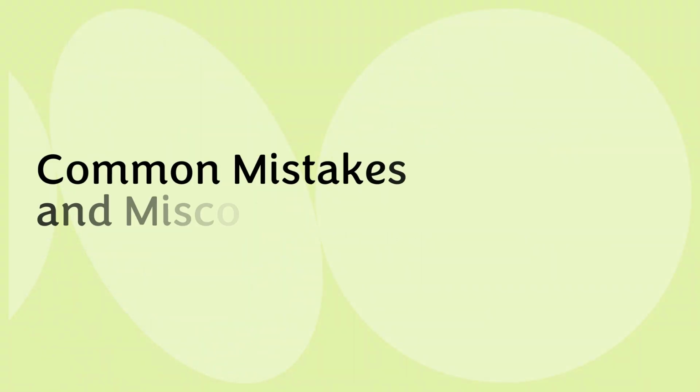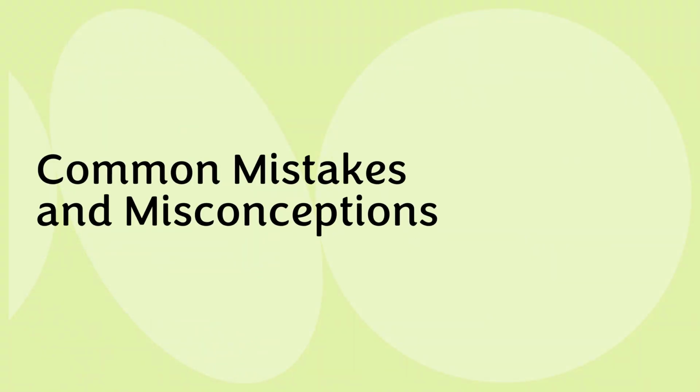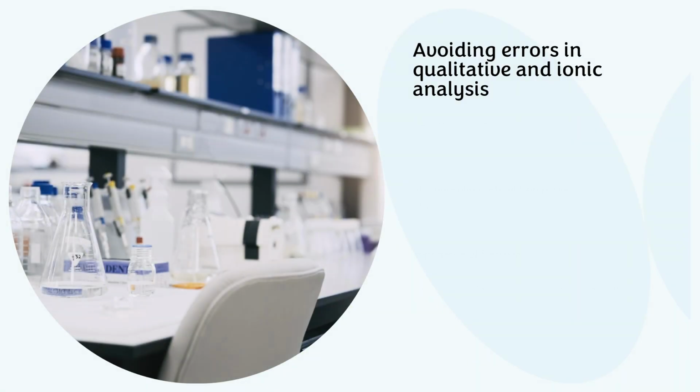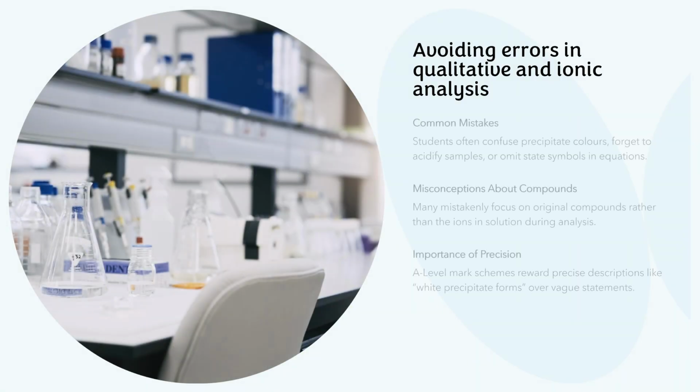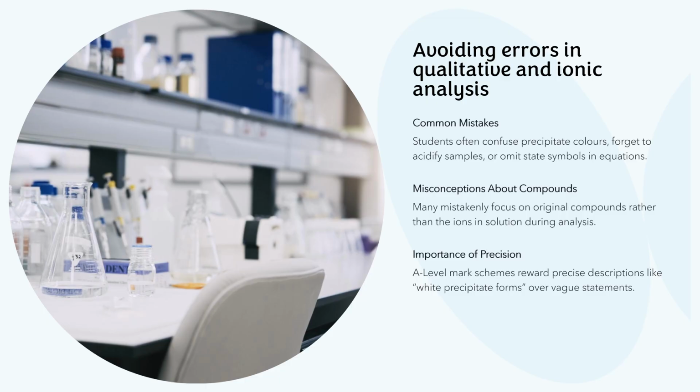Avoiding errors in qualitative and ionic analysis. Students often make avoidable mistakes in this topic, such as confusing precipitate colors, forgetting to acidify samples, or omitting state symbols in equations. Another common misconception is believing that the original compound matters more than the ions present in solution.